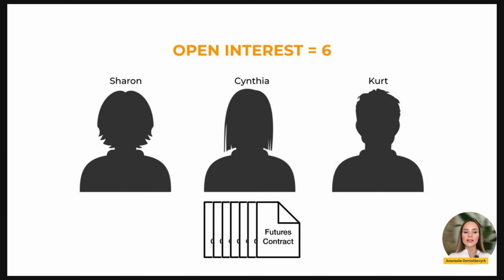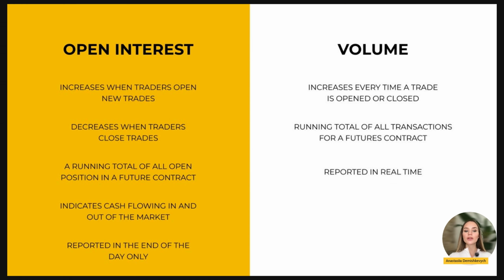If Kurt also closes his positions for all 3 contracts, this will bring open interest to 6 contracts, since only Cynthia's position for 6 contracts is still outstanding. I hope that this simple example helped you to clarify the meaning of the open interest. If we compare it to volume, here would be the main differences. Open interest increases only when the new trade is opened, and decreases when the trades are closed, while volume is calculated quite differently and increases both when positions are opened and closed.